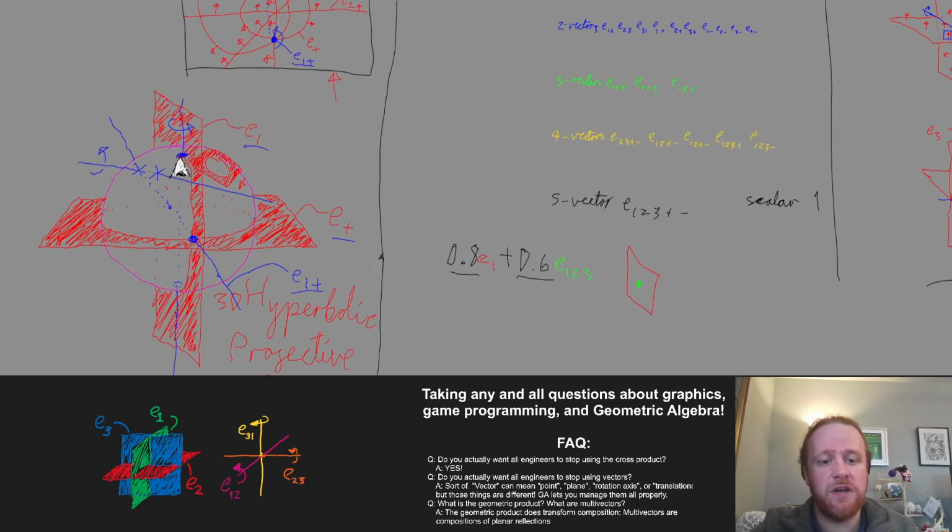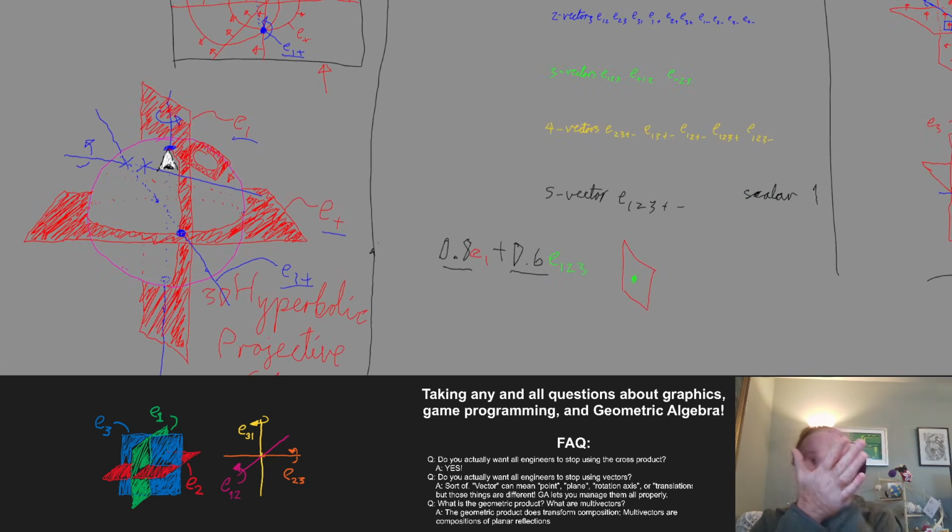And a rotoreflection, which is any time that you have a planar reflection followed by some rotation, can be somewhere between being a pure reflection and being a point reflection. And 0.8 E1 plus 0.6 E1, 2, 3 would probably look something like this. So I'm not quite at a right angle, but I'm close to a right angle, because I'm closer to being just E1 on its own. All right.